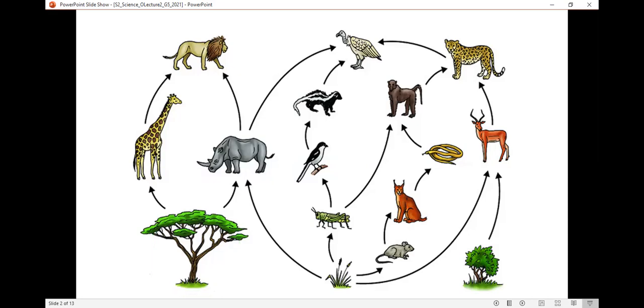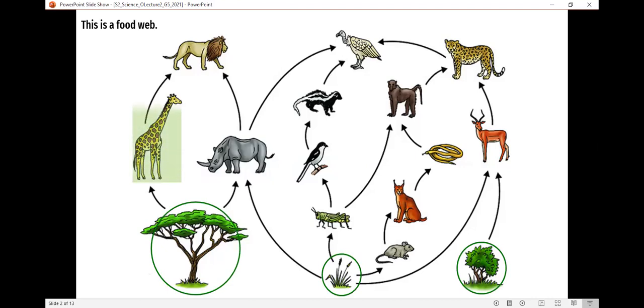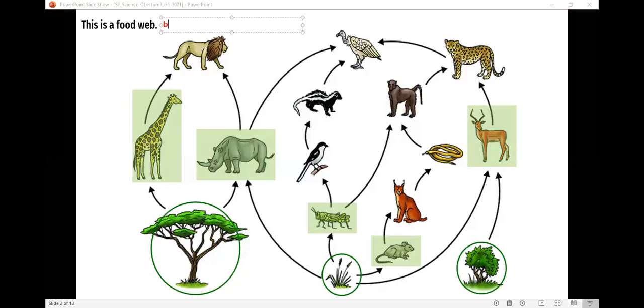Excellent. And what do food chains and food webs start with? Producer. Food webs and food chains start with producers. Producers are eaten by primary consumers, and since this has more than one primary consumer, it's a food web. It shows more than one primary consumer. Excellent. Primary consumers are the organisms that feed on the plants.